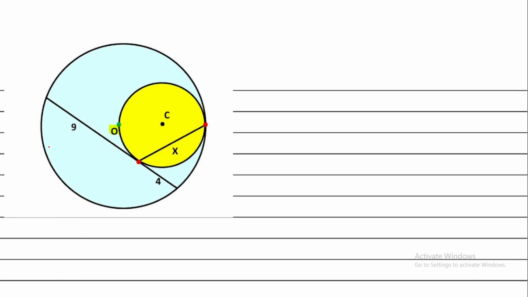Now we have been given some other things also. There is a chord which is touching the smaller circle, and the two lengths at the touch points are 9 and 4. We have to find the length of this x, which is passing through that touching point. First, let us understand the key concept that we will use to solve this question.